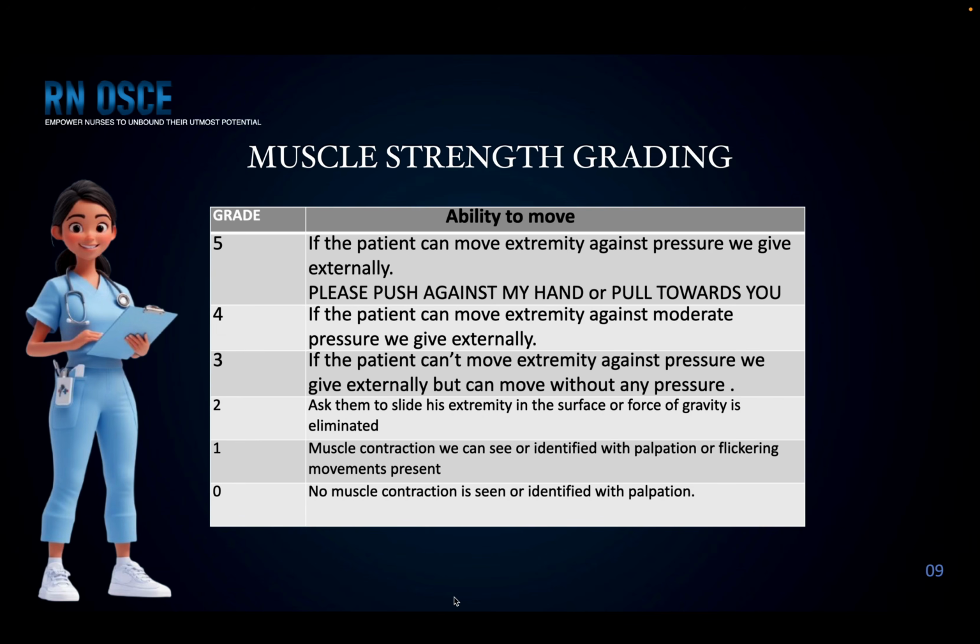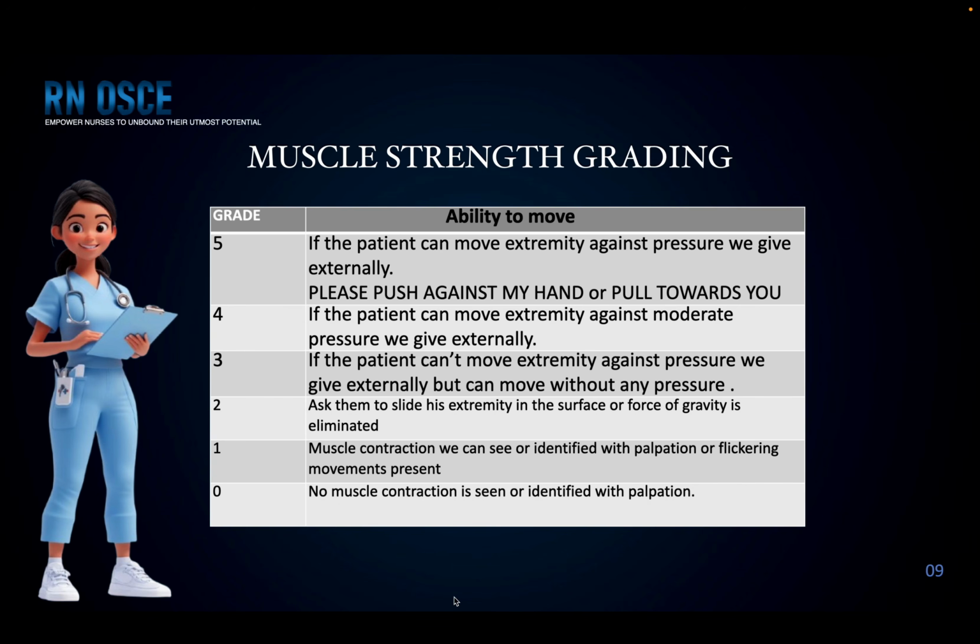If she can perform that, you have to give a score of 2. Finally, if you can see only muscle contractions, or you can identify them with palpation, or like flickering movements you can see, then you can give a score of 1. If no muscle contraction is seen or identified with palpation also, you can give a score of 0.